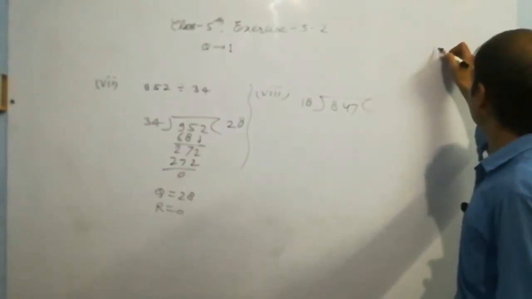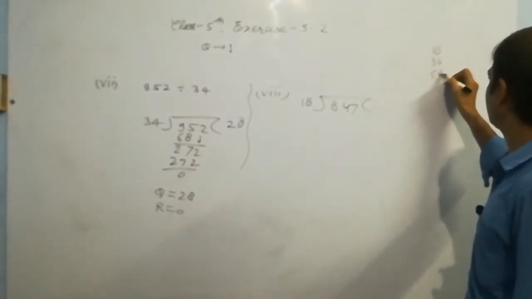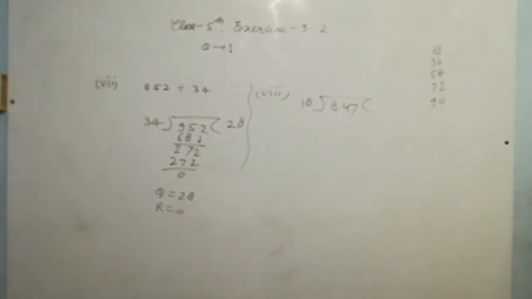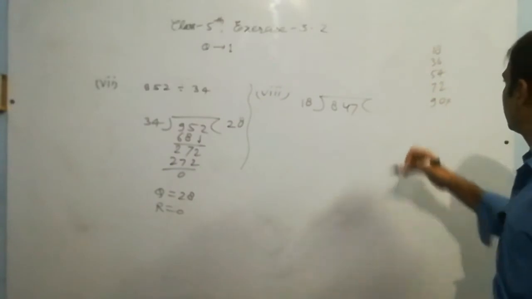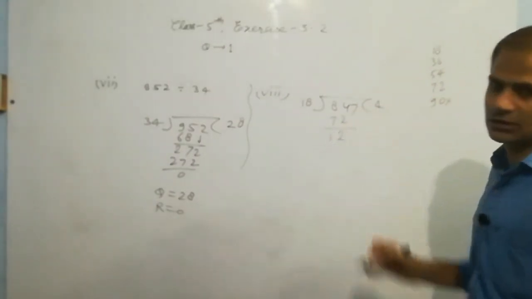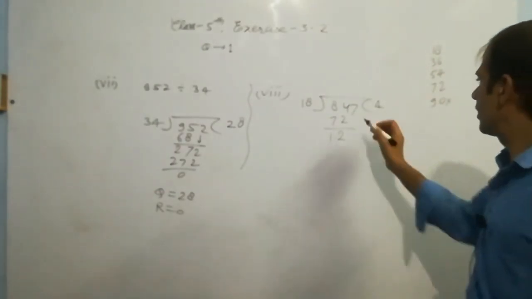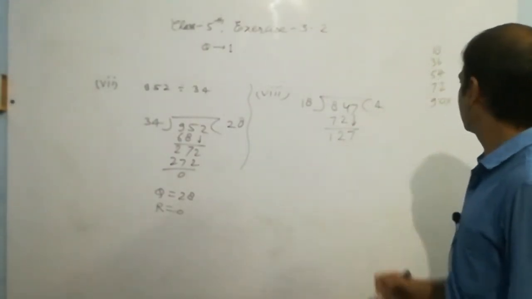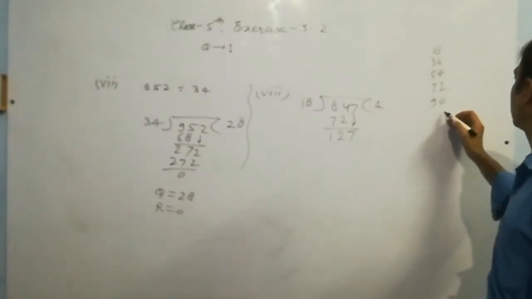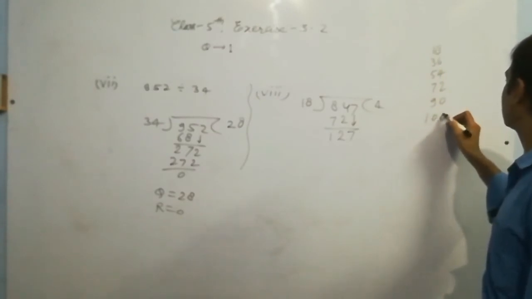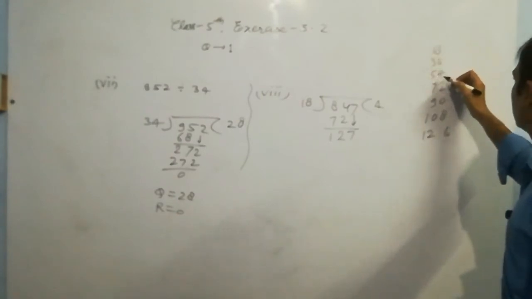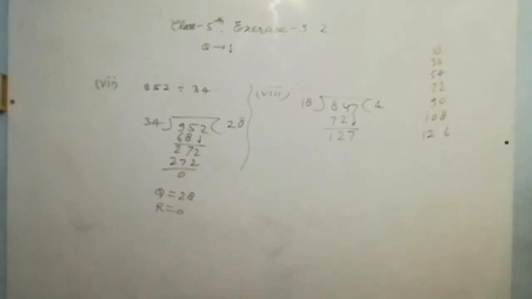18 1 ja 18, 18 2 ja 36, 18 3 ja 54, 18 4 ja 72, 18 5 ja 90. Now 90 is not possible as it is bigger. So 18 4 ja 72, and after subtraction we get 12, and copy this 7. Now keep continue till we get 127. So it is 1800, 18 6 ja 108, and 18 7 ja 126.